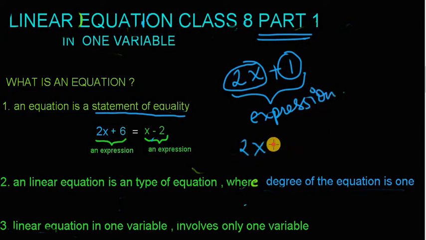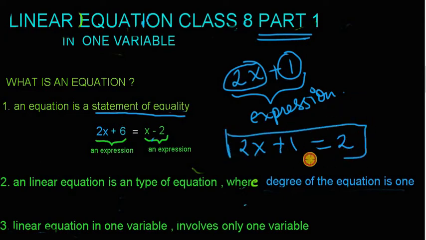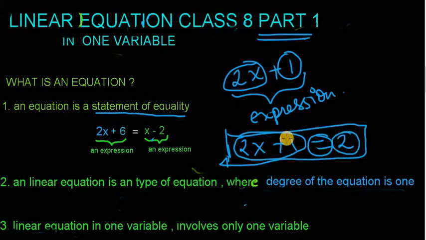So if I put this expression over here and I also put an equal to sign, and also put another value like 2 or some other expression, this becomes an equation. Okay, equation means it will have an equal to sign, and this statement tells us that this expression equals this expression. So this is what an equation is.